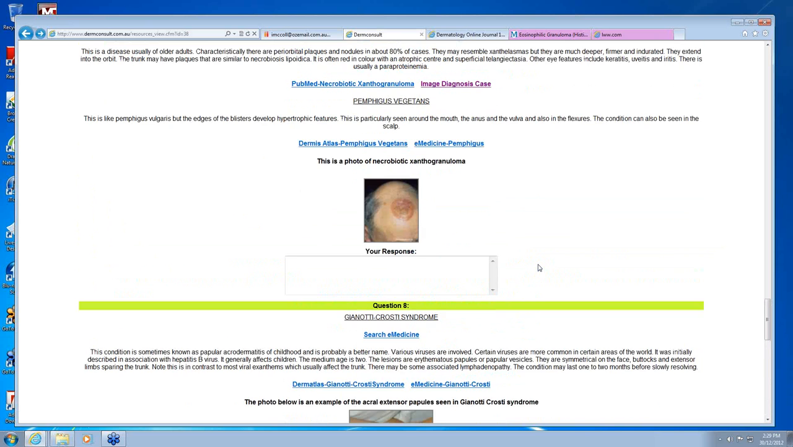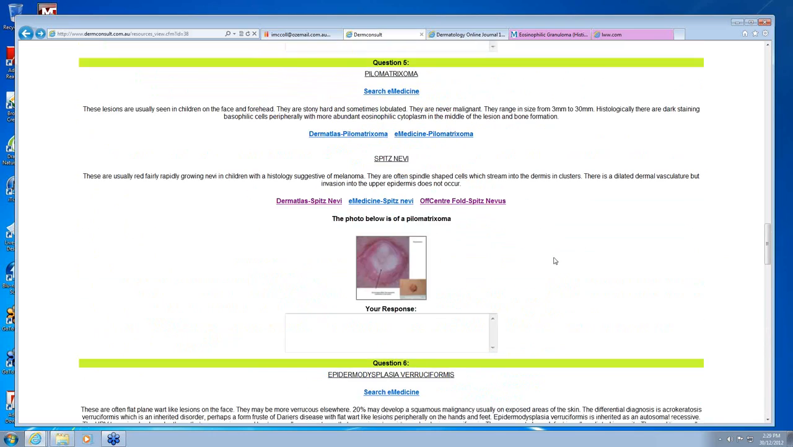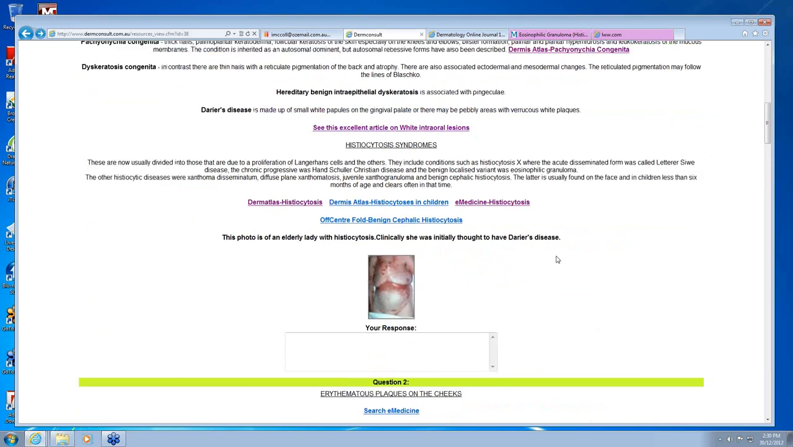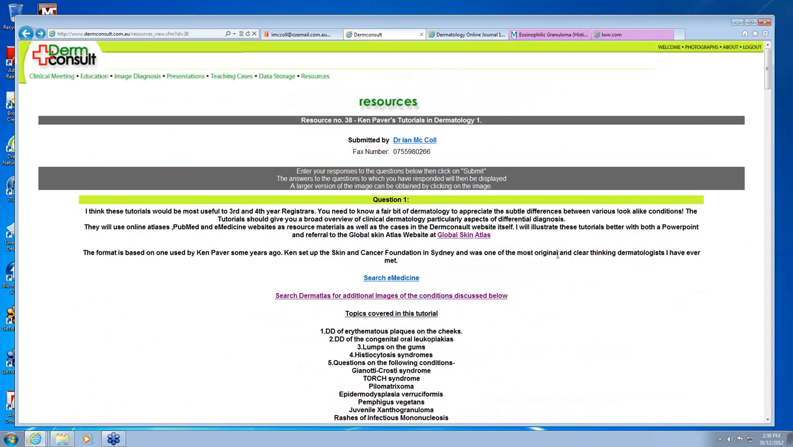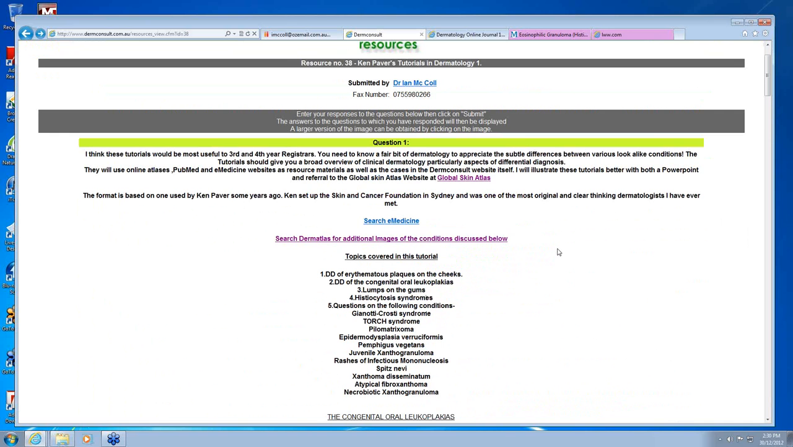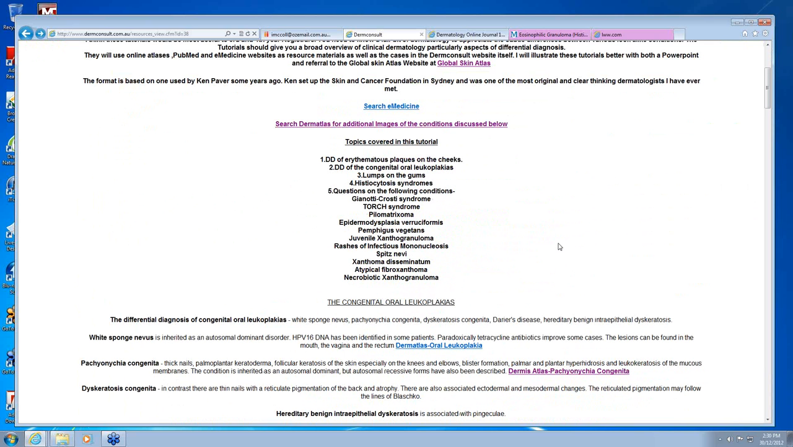So, I can tell you, these were fairly esoteric things that are in the first of these tutorials. I don't know why Ken had us looking at this in such detail so early with these conditions. The thing was, though, that we had a variety of registrars there from first year right through to third year at that stage. And I think he had to have things for everyone.